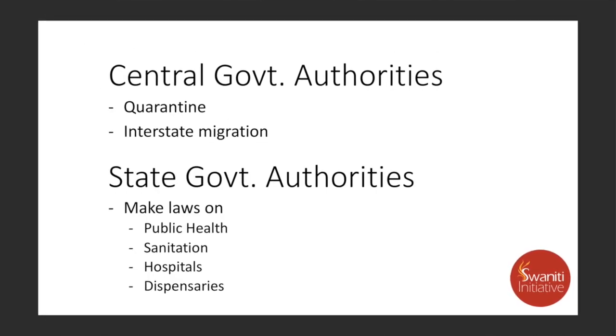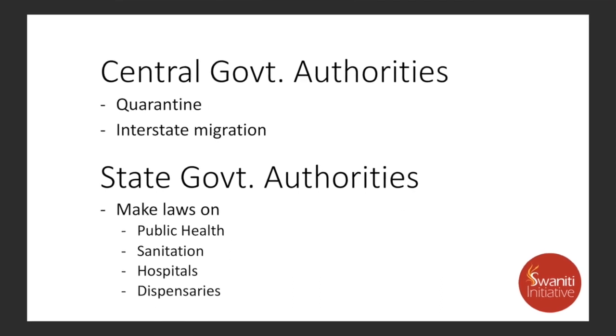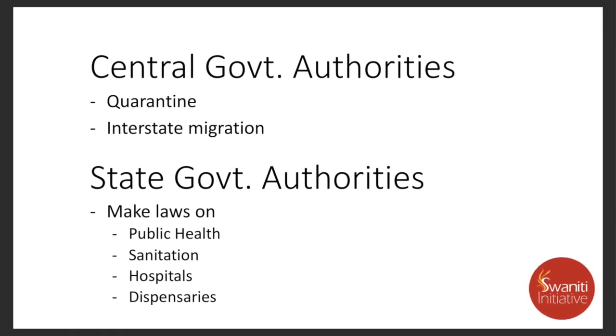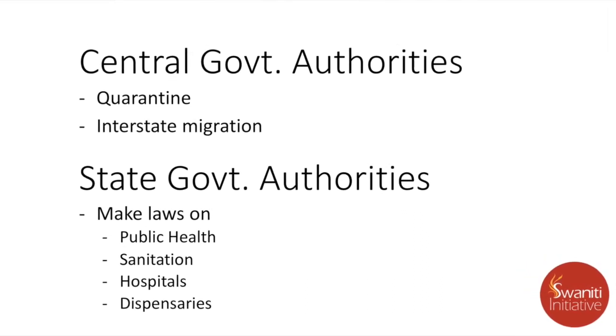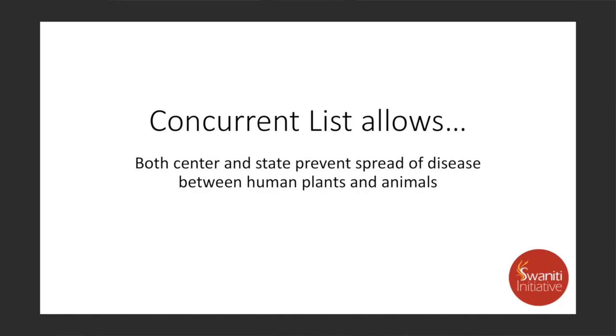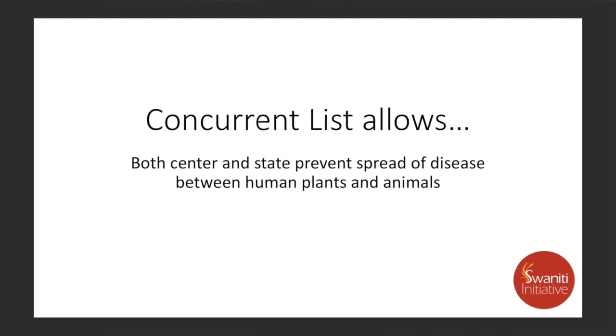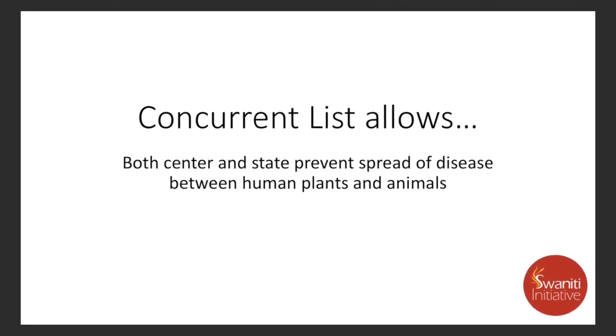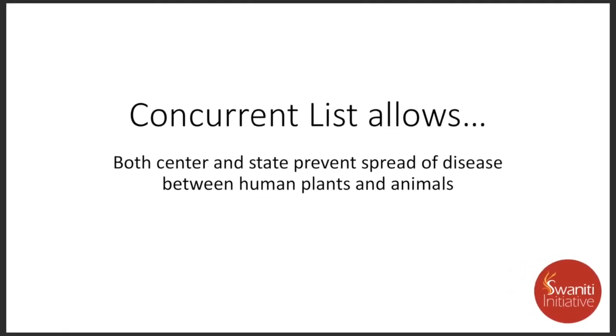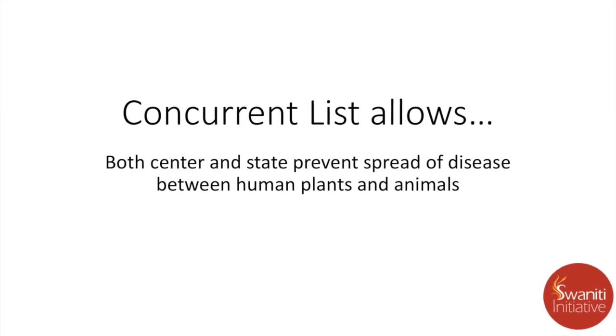The State List empowers the state governments to make laws on matters dealing with public health and sanitation, hospitals and dispensaries. And finally, the Concurrent List allows both the centre and the states to make laws on the prevention of the transmission of infectious or contagious diseases between humans, plants or animals.